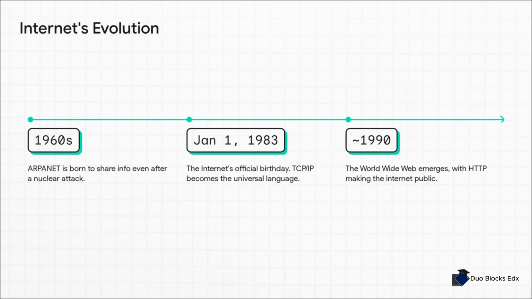Then we jumped to 1983, the internet's official birthday, when a common language called TCP/IP was born, letting all these different computer networks finally talk to each other. But the web as we know it, that really came to life around 1990, thanks to Tim Berners-Lee. He gave us the building blocks, HTML, HTTP, and the URL, that made the internet easy for everyone to use.